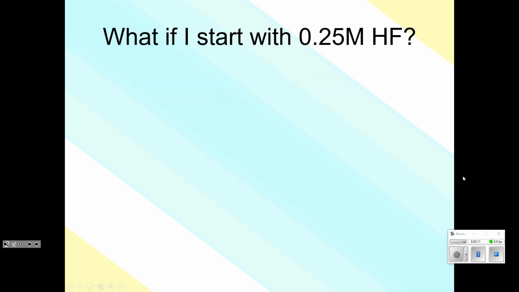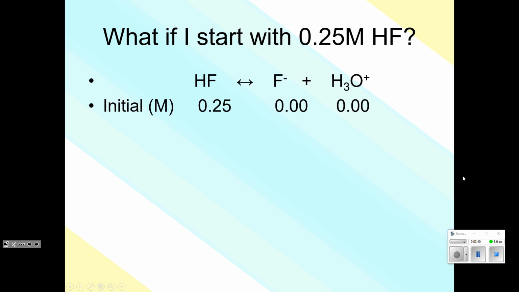So, here's what we're going to do. We're going to go over a problem where, what if I start off with 0.25 molar hydrofluoric acid, and I want to know what is the pH for this? I'm going to set up an ice table.